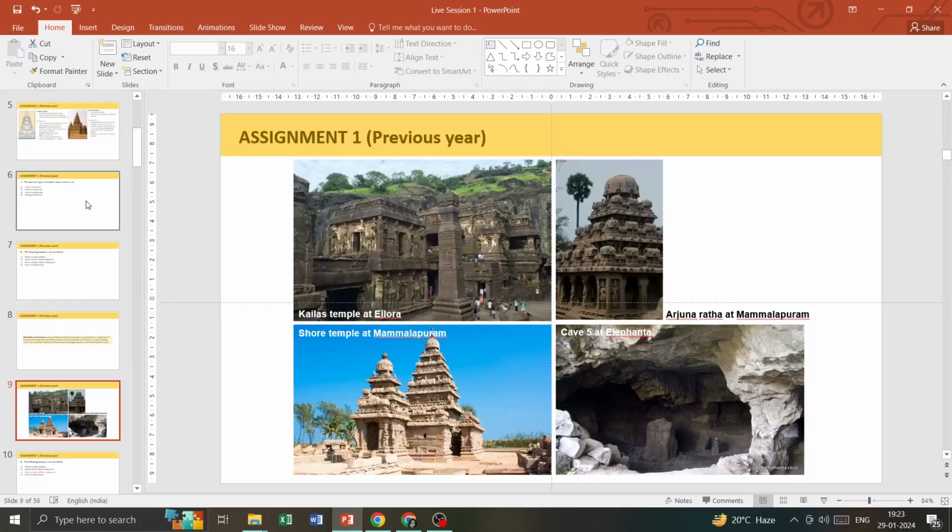Kailash temple at Ellora, of course we know Ellora and Ajanta both are famous for their rock cut architecture. So Kailash temple at Ellora and cave at Elephanta are both definitely rock cut architecture made out of one single rock. And the Arjun Rath at Mamallapuram is famous for being carved out of a single rock or a single stone. So the answer to this question was Shore temple of Mamallapuram.